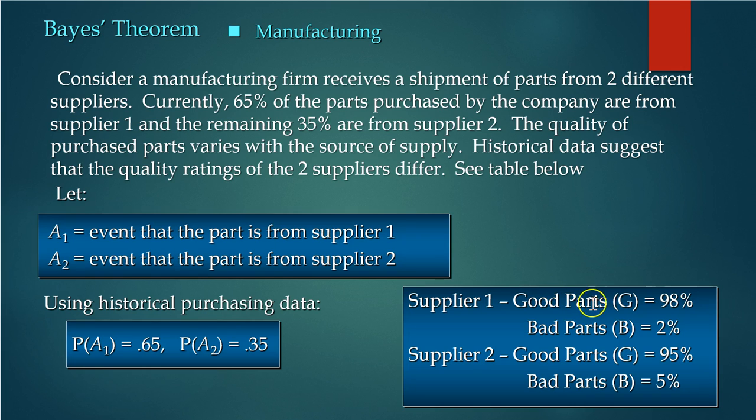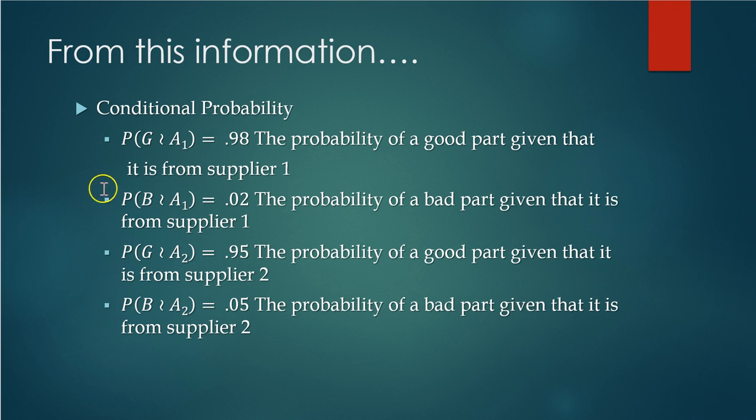But here, supplier 1 provides good parts 98% of the time and bad parts 2% of the time. Supplier 2 provides good parts 95% and bad parts 5% of the time. Hence, probably why we have this 65-35 split, okay? So, from this information, we know that the probability of it being a good part, given that it's from supplier 1, is 98%, okay? And then the probability of a bad part, given that it is from supplier 1, is 2%.